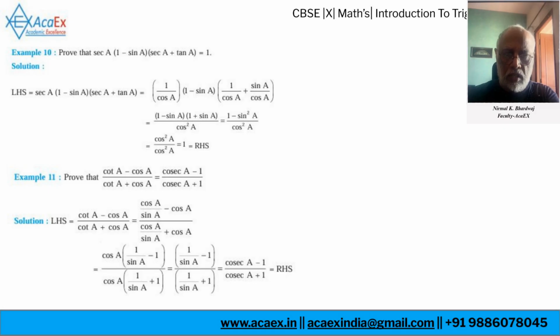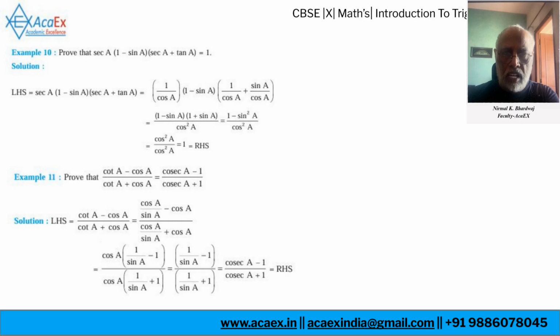Proving identities. Example 10. Prove that (secant A times (1 minus sin A)) times (secant A plus tangent A) equals 1. Solution. By converting all terms to sine and cosine, the expression simplifies to (1 minus sine squared A) divided by cosine squared A. This is equal to cosine squared A divided by cosine squared A, which equals 1.